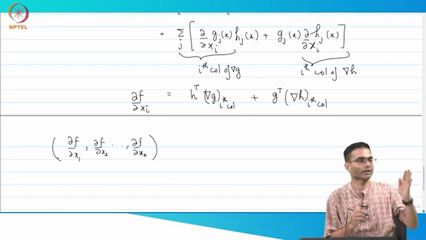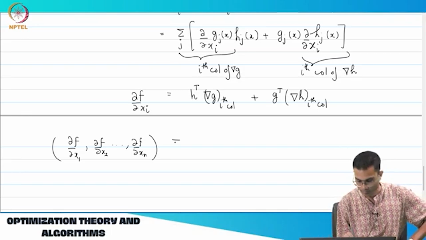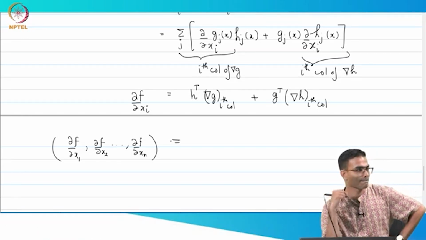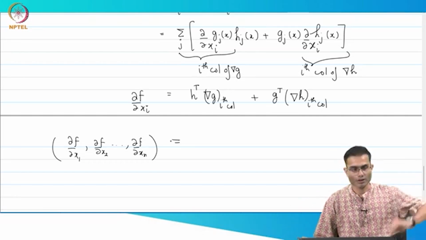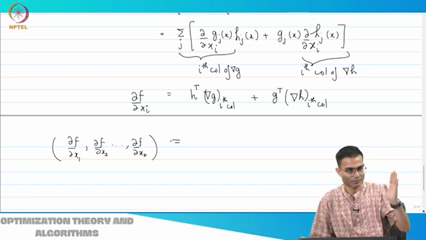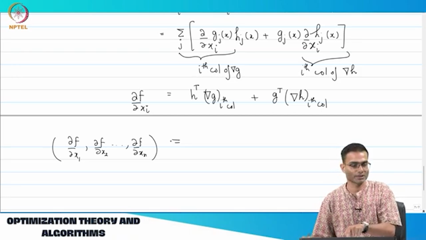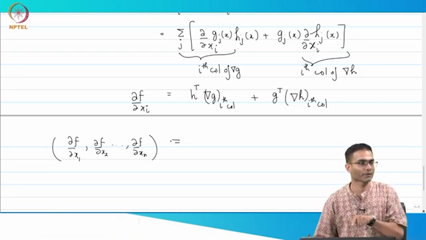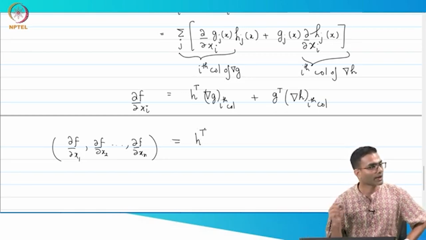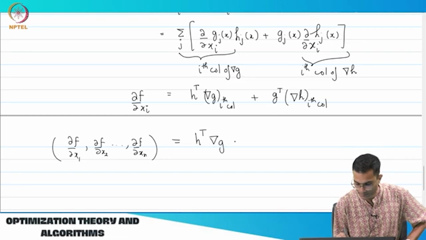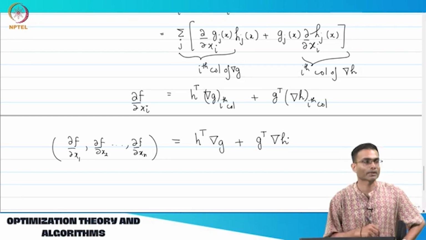Just for fun, I am going to write them as a row vector. If I want to write it as a row vector, what will it look like? Just looking at it should give you an answer. These are all like columns, right? So what is changing in each column? Only this i variable is changing. H transpose is remaining constant everywhere. So I can write this as H transpose multiplied by grad G, as simple as that, grad G plus G transpose grad H.